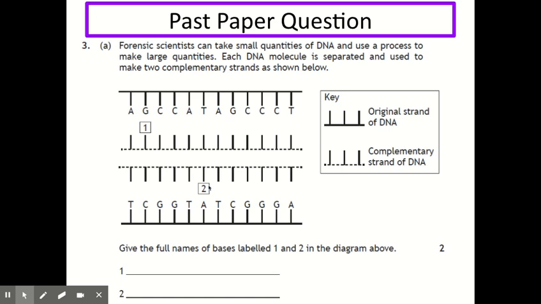So for this one, you need to make sure, first of all, that you're giving the full names and not just the letters. You get no marks for putting the letters here. So for number 1, this base is across from G, so we know this must be C. And the word for C is cytosine. So the answer for number 1 is cytosine. Number 2 is across from A, so this must be T, so that's thymine. So cytosine and thymine are your answers, 1 mark each.